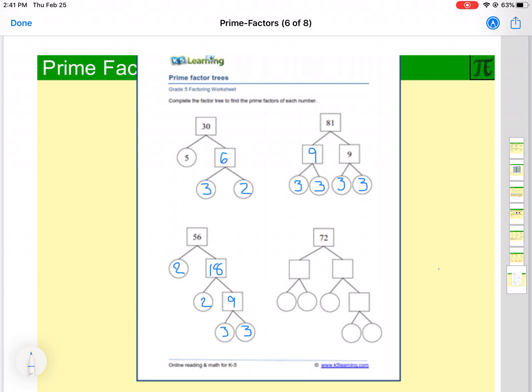For 72, again, trial and error, different numbers inside those two first boxes, and then you'll work out it has to be 9 in this one to get 3 and 3, 8 in this one to get 2 and 4, and then 2 and then 2.